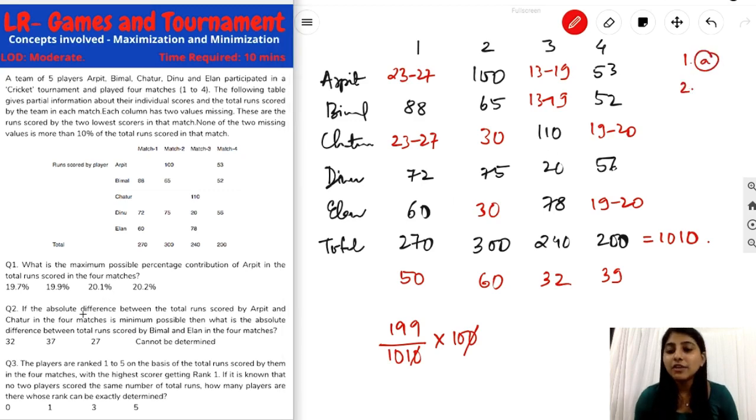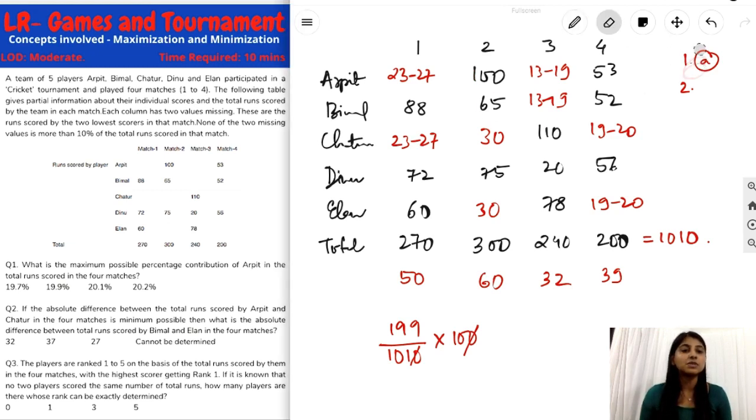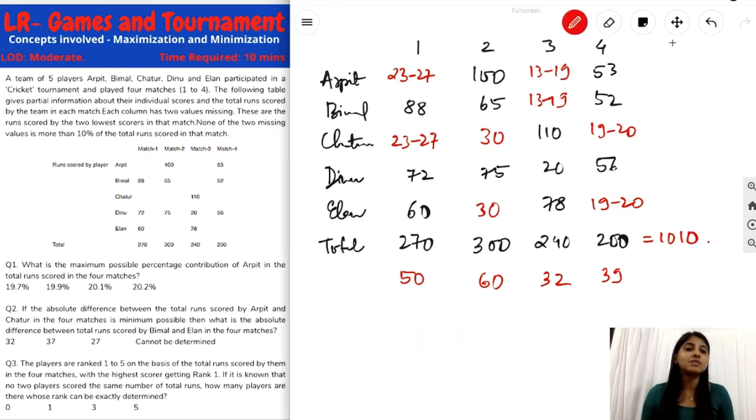Second question, if the absolute difference between the total runs scored by Arpit and Chatur in the 4 matches is minimum possible. Alright, if the difference has to be minimum possible, then what are we supposed to do? Let's take the range of total for these people. For Arpit, we just now calculated the highest total, 199. What is the lowest? For the lowest you have to consider 23 and 13 instead of 27 and 19. So 6 you can subtract from here and 4 from here, that is 10, which means it will be 189.